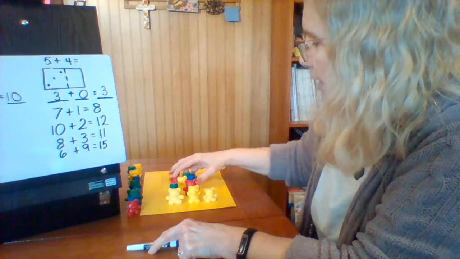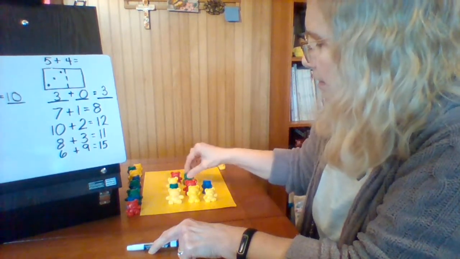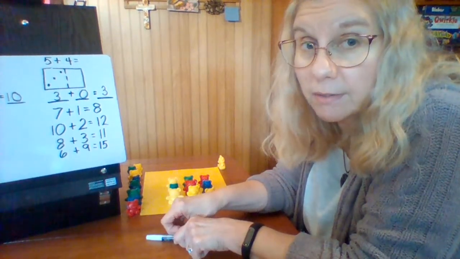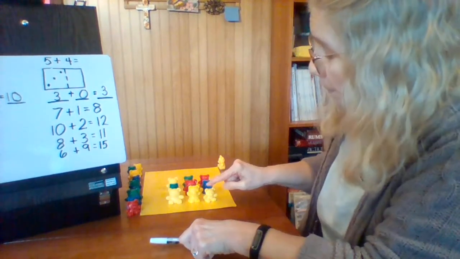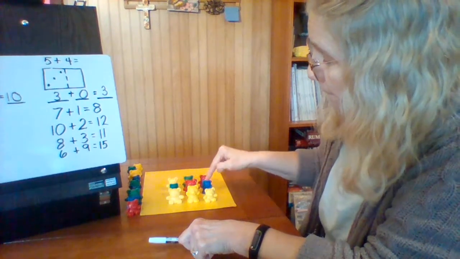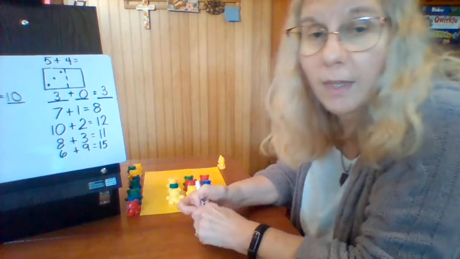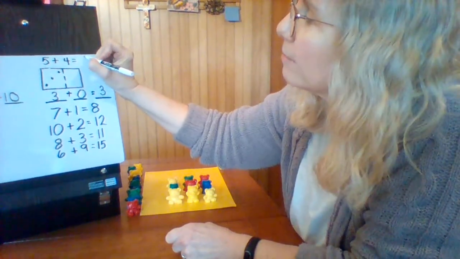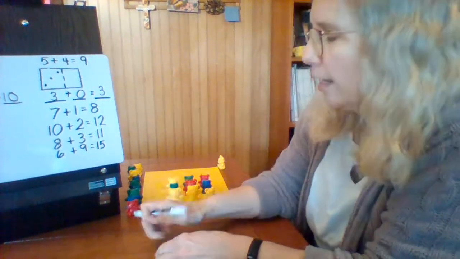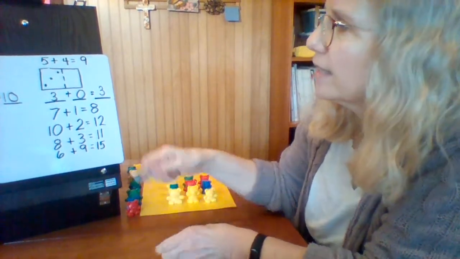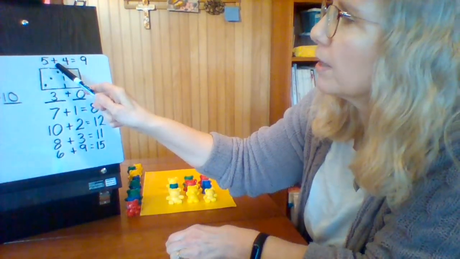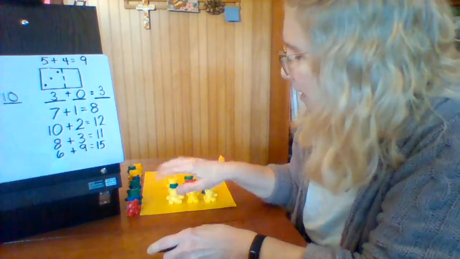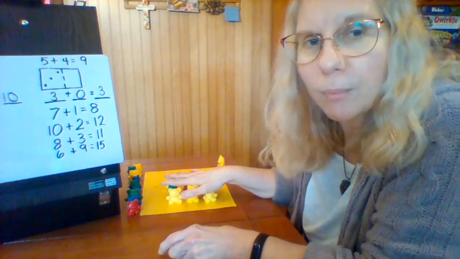Good. Now, I have all mine in, and you have all yours in. Now you want to count all yours. I got 9. Did you get 9? Wow, 9 bears in that pool. So let's say the number sentence together. 5 plus 4 equals 9. So we have 9 bears in the pool.